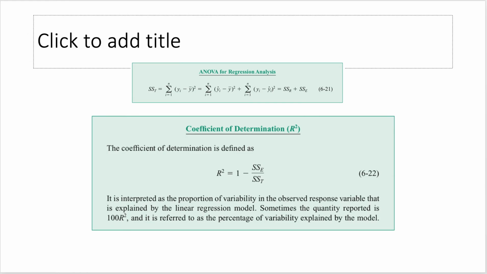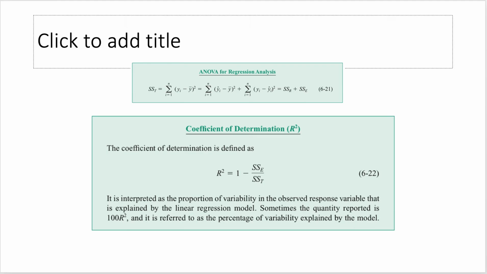and the second is the regression sum of square, or SSR, which measures the variability explained by the regression model. We can think of the ratio SSE over SST as the proportion of variability in the response variable that cannot be accounted for by the regression model. So, 1 minus SSE over SST, or R square, is the proportion of variability in the response that is accounted for by the model.